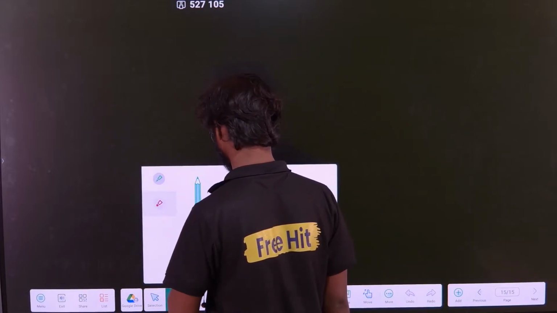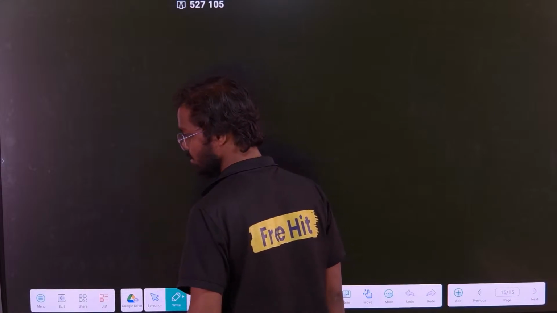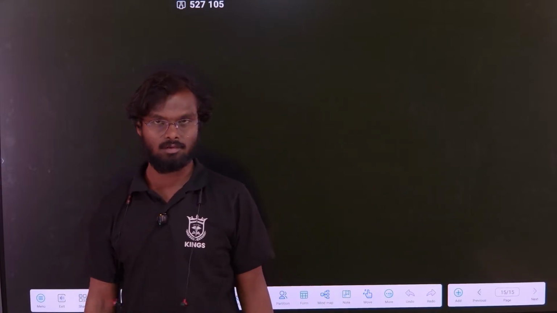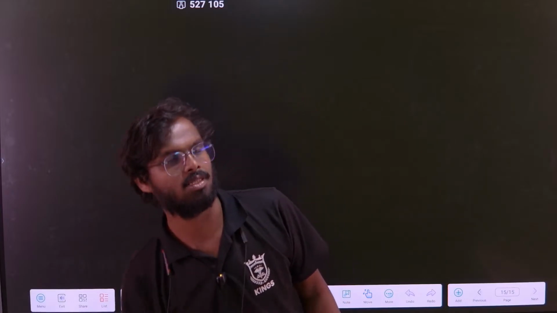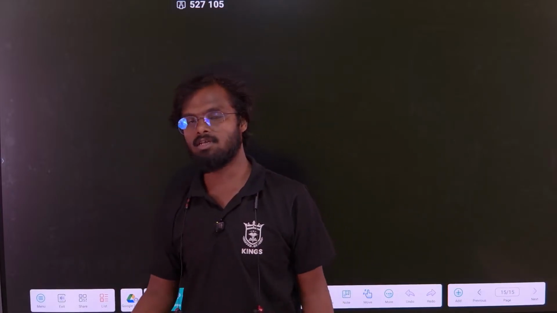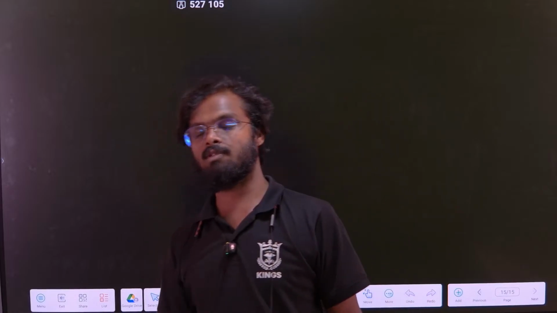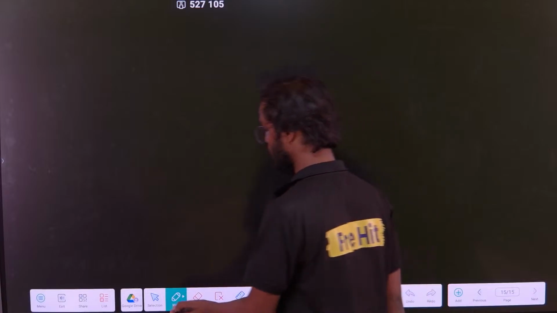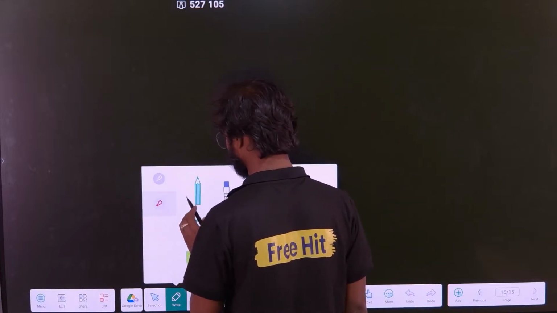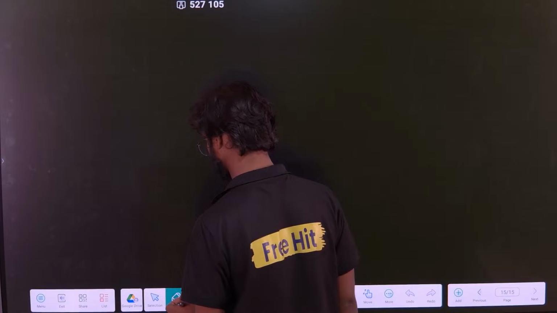They will give you some configuration and ask whether it is a stable or unstable equilibrium, and if it is a stable equilibrium then find the time period. If it is an unstable equilibrium then there is no time period, because in SHM, whenever it is a stable equilibrium, we go for finding the time period. So here we have to do the same thing. Clear? Let's take one example first.